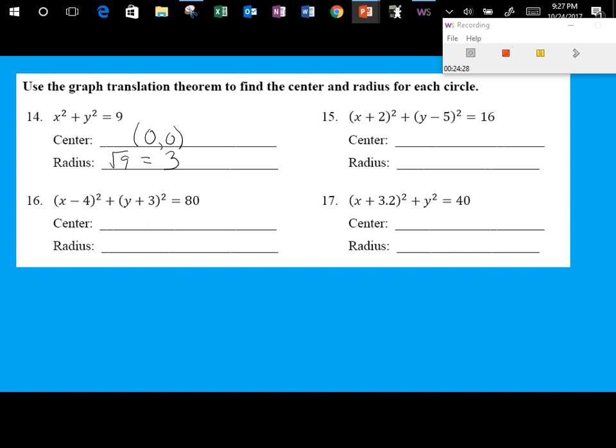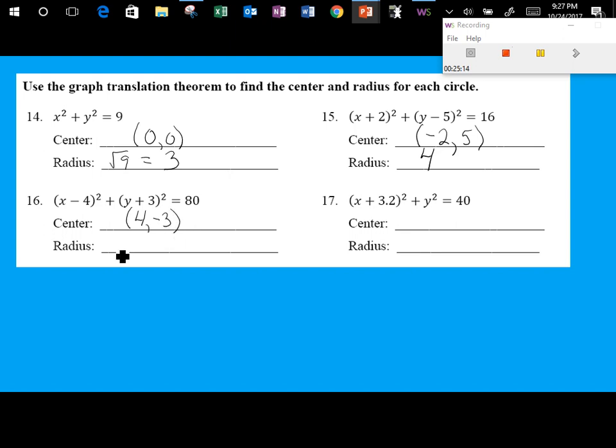Look at your number 15. I've got 2 sets of grouping symbols. So my center is going to go 2 units to the left, opposite of what you think since it's inside the grouping symbol, and 5 up. The radius will be the square root of 16, which happens to be 4. On to number 16. The center of this thing will be 4 units to the right, down 3.